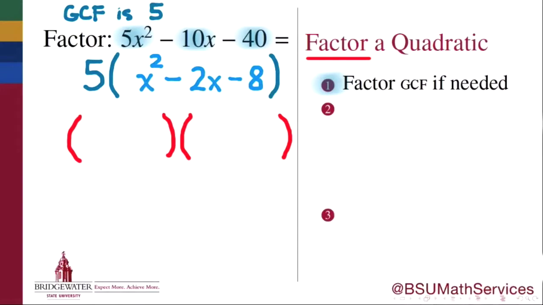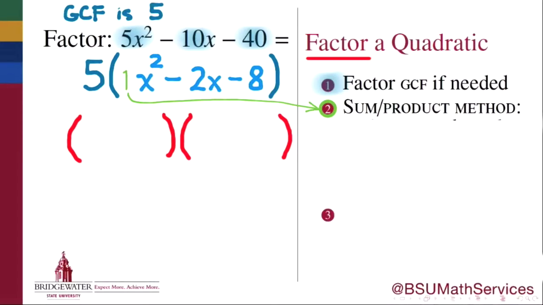The method that we're about to use works only when the coefficient of our highest order term, the x squared, is 1, which it is in this example. When that coefficient is 1, we can use a technique called the sum and product method to determine how to factor this quadratic into a product of one binomial times another binomial.